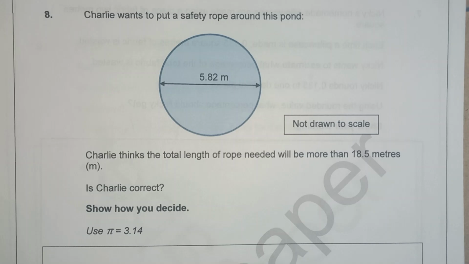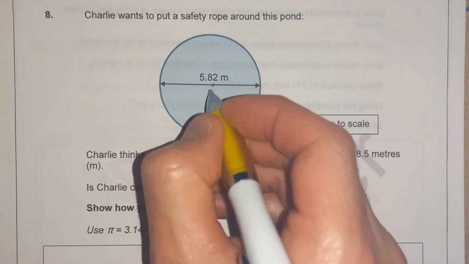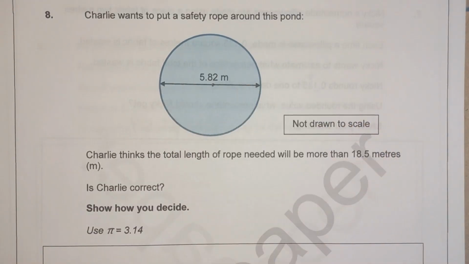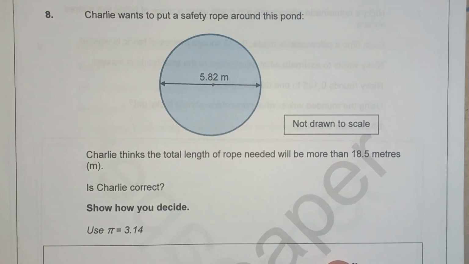Question 8. Charlie wants to put a safety rope around this pond. Okay, and we've got this distance here. I'm assuming it's going through the middle, so this is the diameter we've got here, the distance from side to side going through the centre. Charlie thinks the total length of rope needed will be more than 18.5 metres. Is Charlie correct? Show how you decide and use pi equals 3.14.